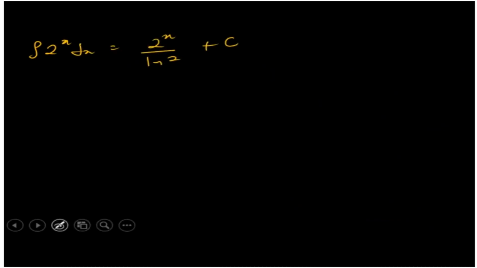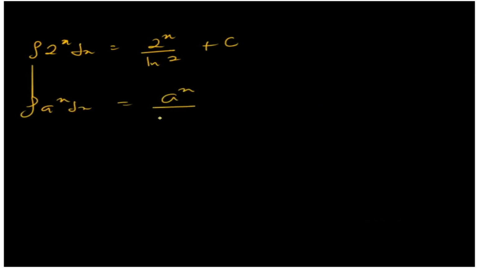Good. So if I ask you to integrate 2 raised to power x with respect to x, this is 2 to the power of x over ln 2 plus c. That is the rule. The integral of a to the power of x dx is equal to a to the power of x over ln a plus c. So that's how to integrate that one.